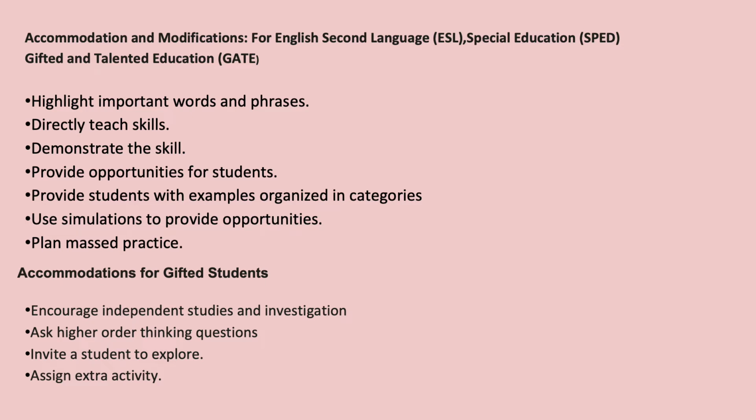Directly teach skills that involve specific steps that need to be executed in a specific order. Demonstrate the skill. Provide opportunities for students to learn to the level of automaticity. When using the inquiry approach to teaching a skill, provide students with examples organized in categories. Use simulations to provide opportunities for students to identify strategies for executing and practicing the skill. Plan mass practice in the learning cycle and distributed practice over time.